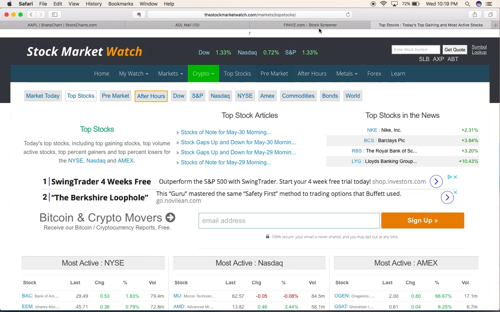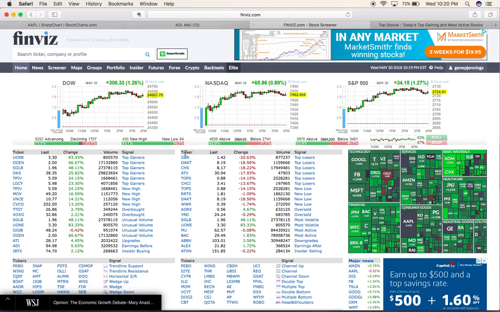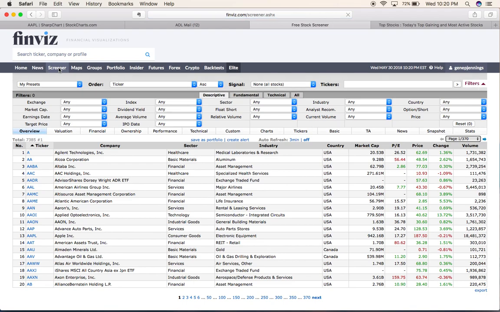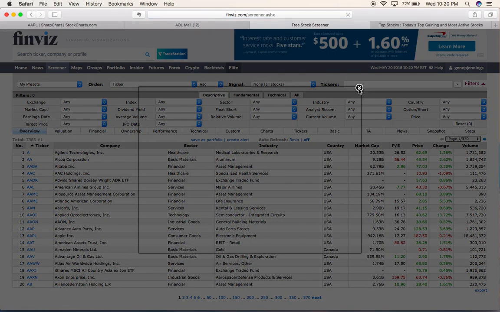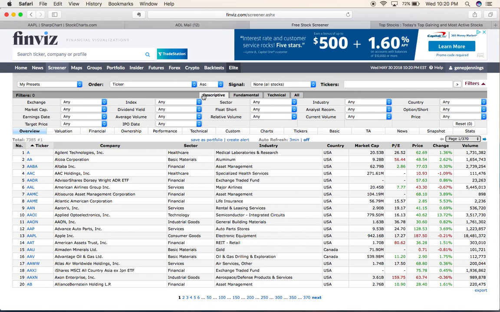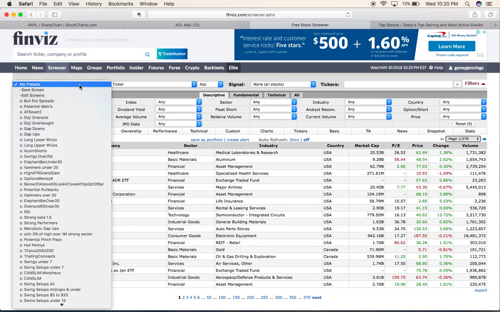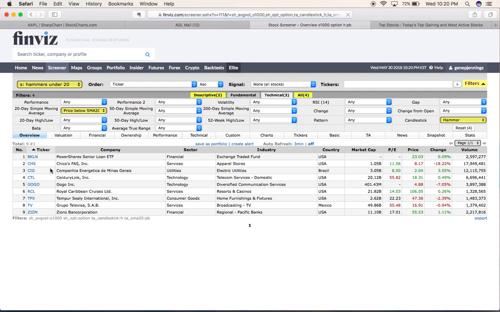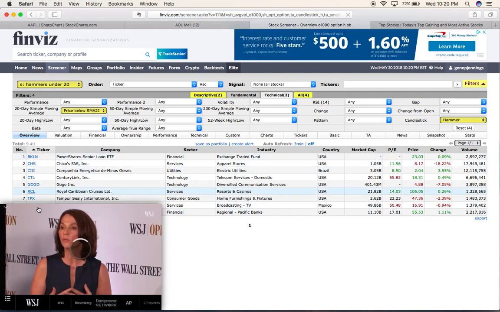We've looked at FinViz many times in our lessons, and as you hopefully have gotten to know FinViz, you've got the screener up here, and you can screen for all kinds of things. FinViz has these really annoying ads that pop up. Hopefully you've learned how to have presets. I've got all these different presets I've done over the years. I don't look at these much anymore, but just for example, if I wanted to look for hammers under the 20-day moving average, I've got that set up here.